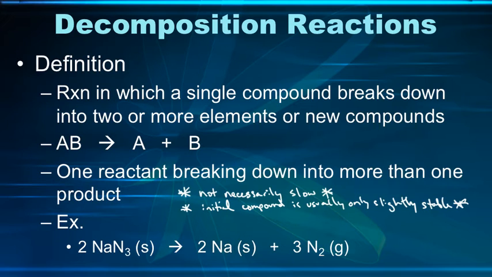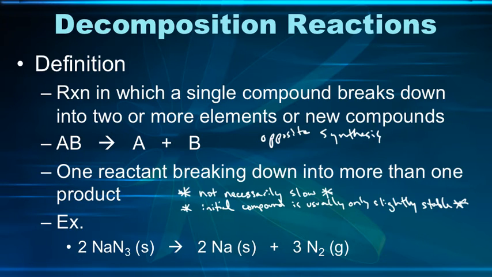Next type of reaction is called a decomposition reaction. This is a reaction in which a single compound breaks down into two or more elements or new compounds. So a generic formula here would be compound AB breaks apart into A plus B. Okay, it's kind of the opposite of a synthesis reaction. Okay, instead of multiple things becoming one thing, you've got one thing breaking apart into multiple things.